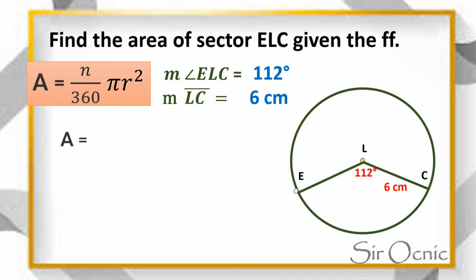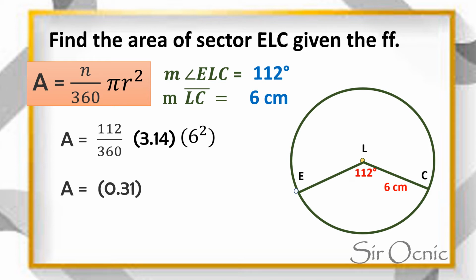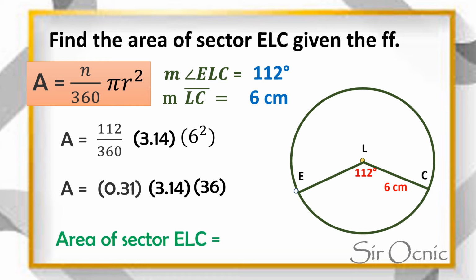Substituting these values to the formula, we will arrive at A is equal to 112 over 360 times the value of pi, which is 3.14, times the square of r, which is 6 squared. 112 divided by 360 is equal to 0.31 times 3.14 times the square of 6, which is 36. Getting the product of these three, you will have the area of sector ELC, which is equal to 35.04 square centimeters.